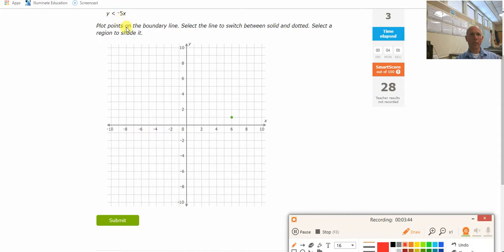Okay, so once again, this is a slope-intercept, so it's going to start right here at 0. I'm going to go down 5, 1, 2, 3, 4, 5, and over 1. And I know this is a dashed line. Once again, 0, 0 is not a good test point, so I'm going to test 1, 1. Let's test it.